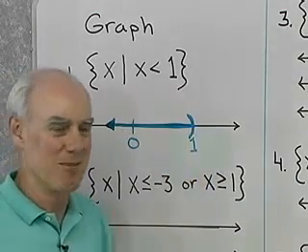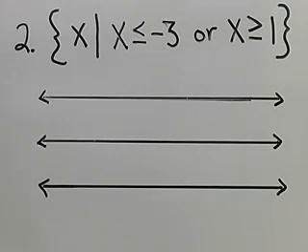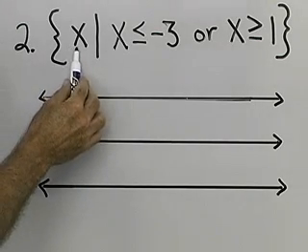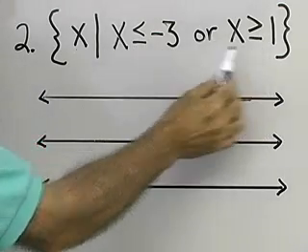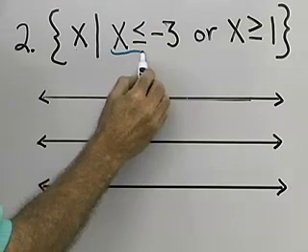Let's look at another example. In this case, I want to graph all the numbers x such that x is less than or equal to -3 or x is greater than or equal to 1. So let's graph this inequality here first.